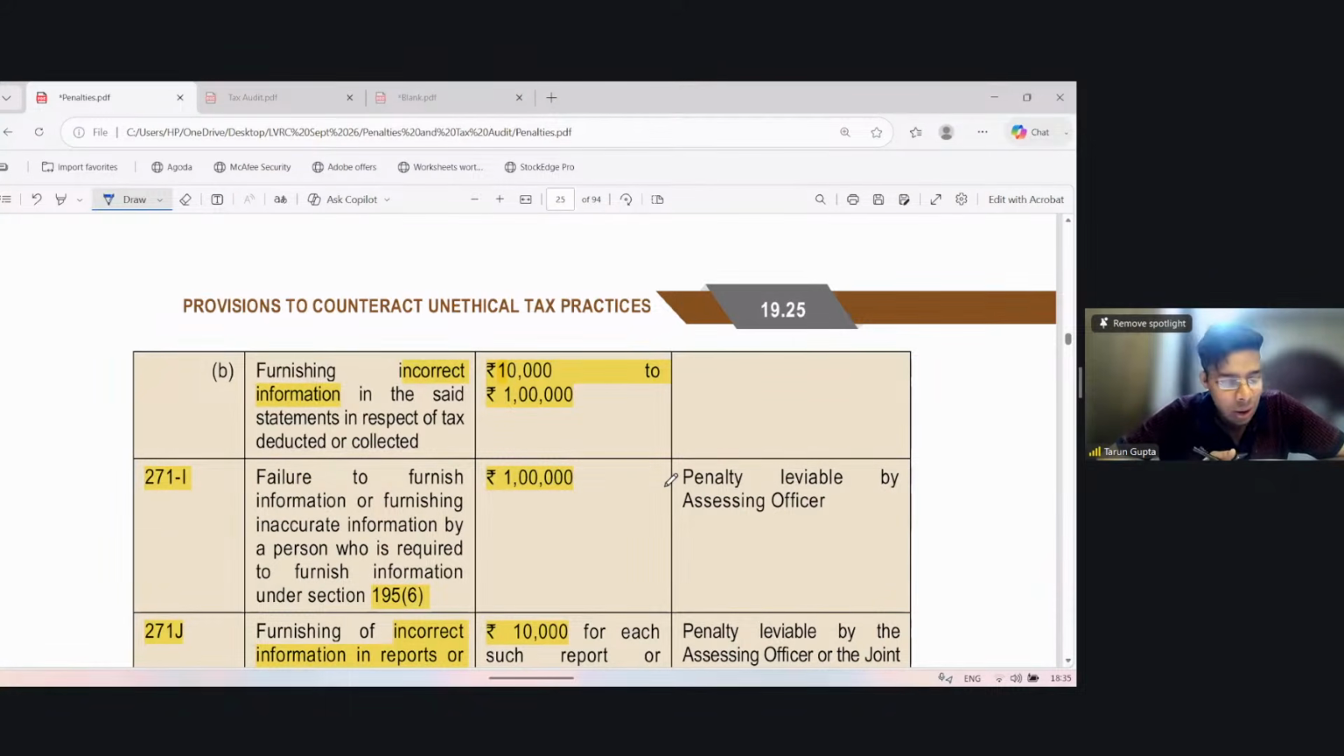271I. If the assessee failed to furnish information or furnishes inaccurate information under Section 195(6), it is the section where we are required to furnish Form 15CA, 15CB. The penalty is equivalent to the amount of 1 lakh.